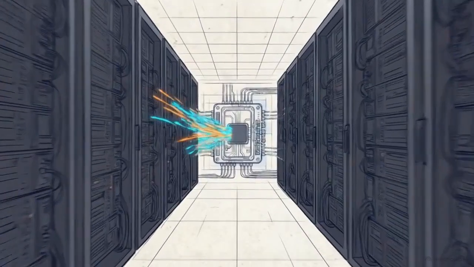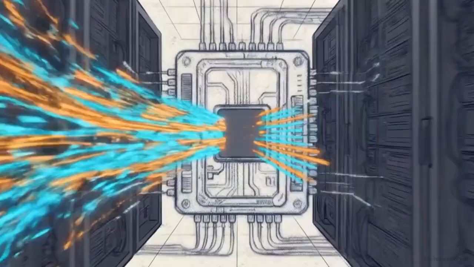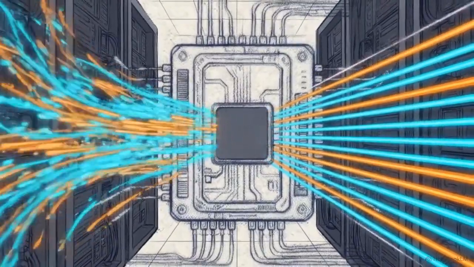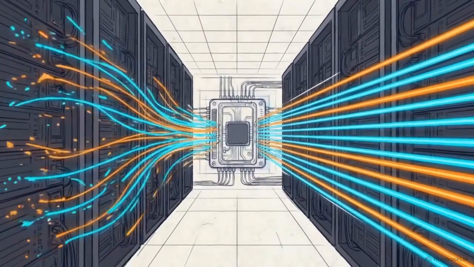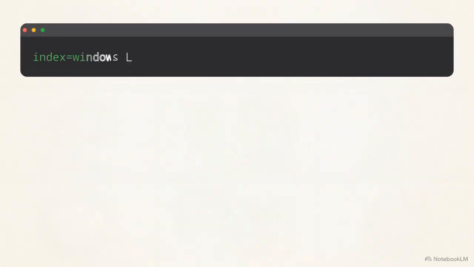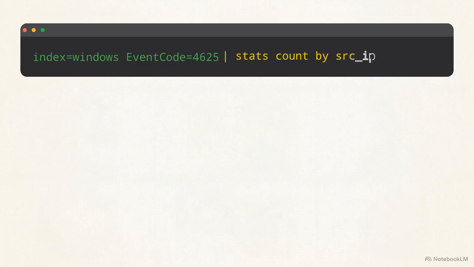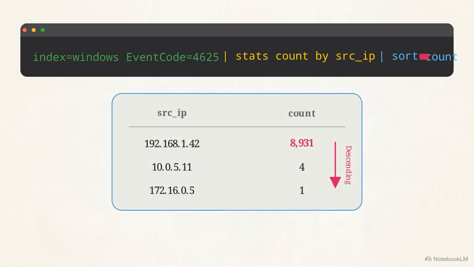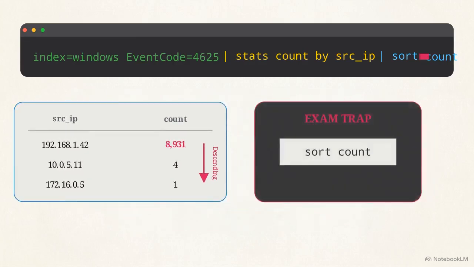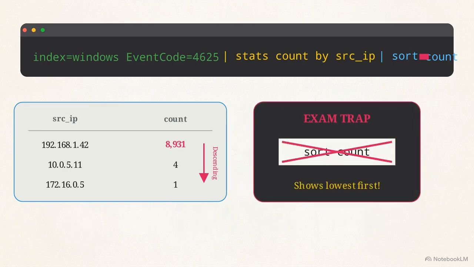Once you understand raw logs, you must navigate the logic of a SIEM. The exam requires you to recognize precise Splunk SPL query syntax. To identify a brute force attack, target the Windows index, filter event code 4625, count results by source IP, and sort them. The minus sign in sort minus count organizes results in descending order, putting the highest failures on top. The exam uses sort count as a trap.